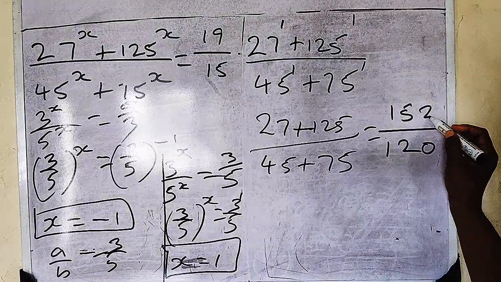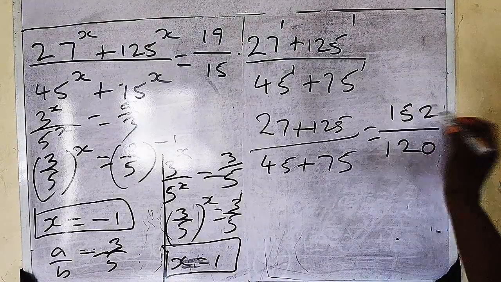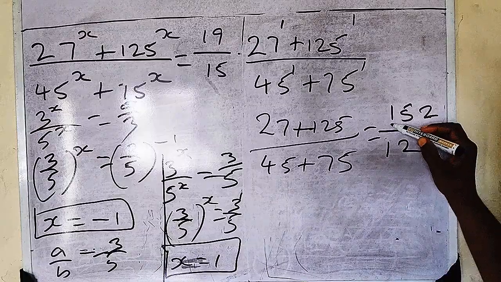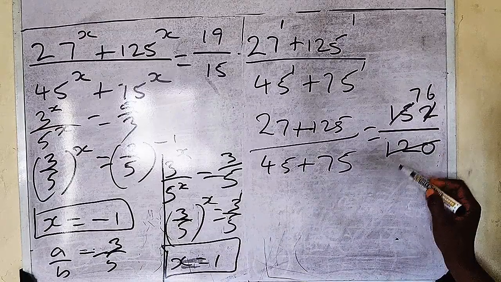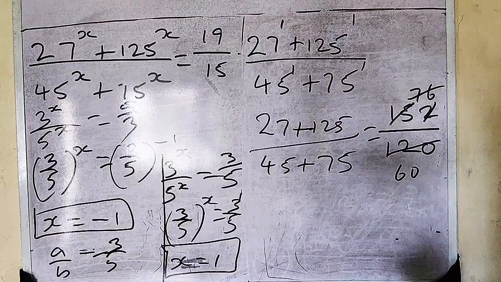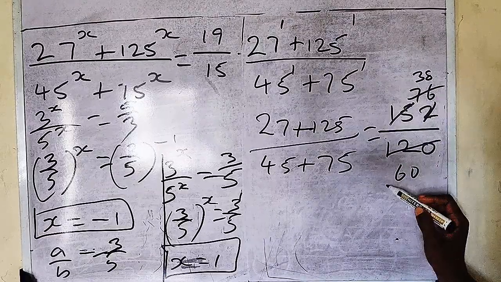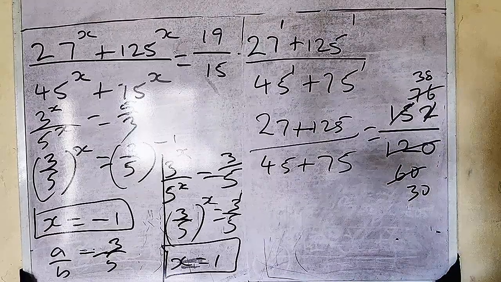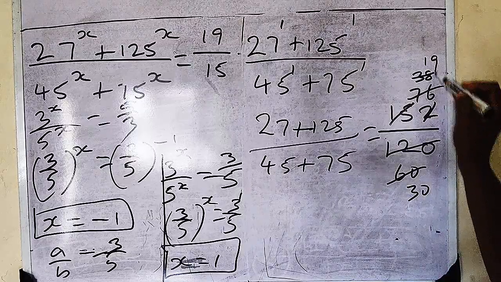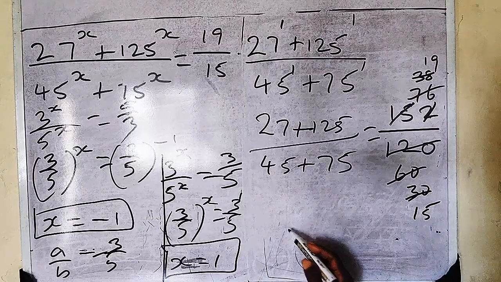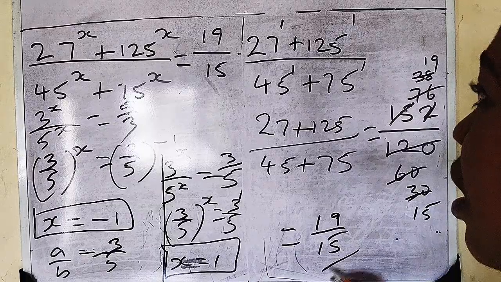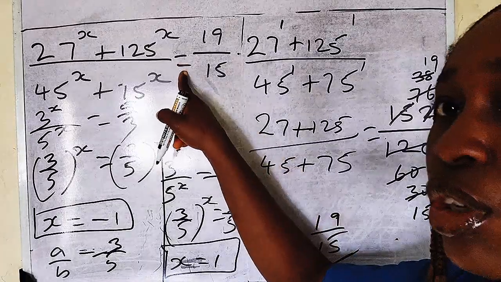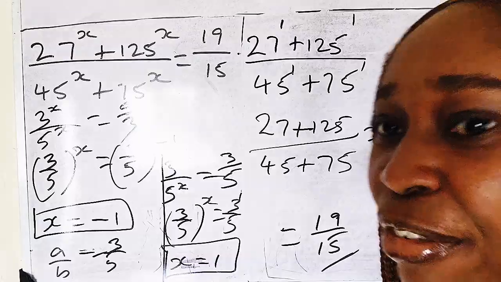So we have here 3 is a common factor, 2 is a common factor. 2 divided into 152 gives 76, 2 divided into 120 is 60. 2 can still go, we have 38 and 30. 2 can still go, 2 here is 19 and 2 here is 15. So you find out that is equal to 19 all over 15. Our original equation is equal to 19 all over 15.